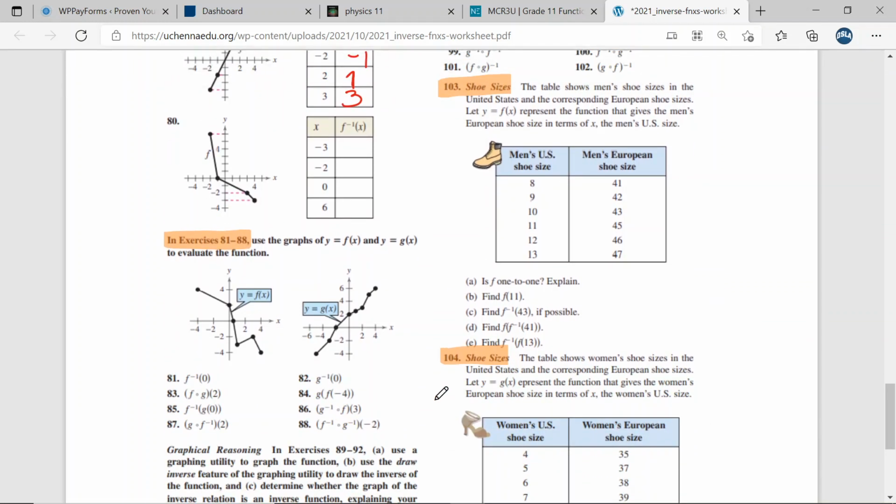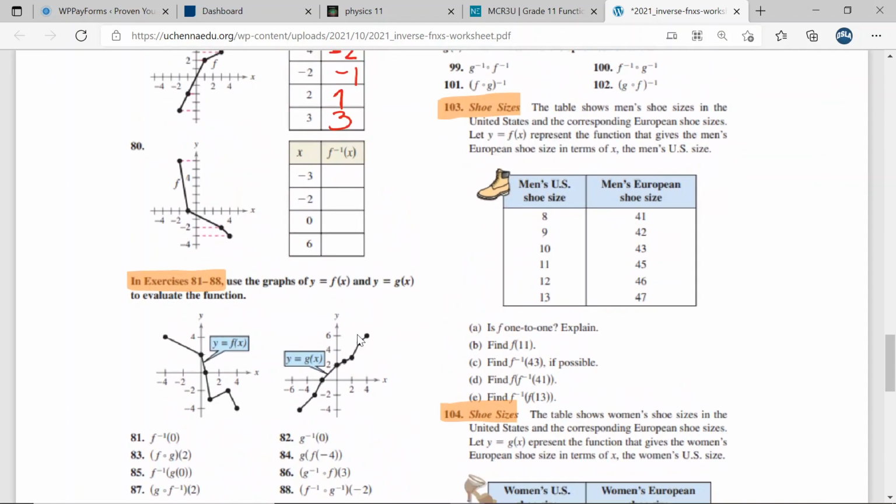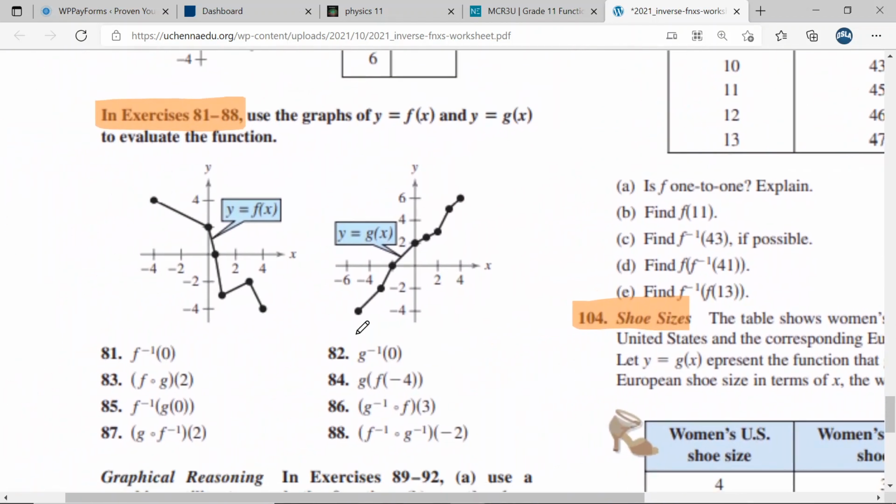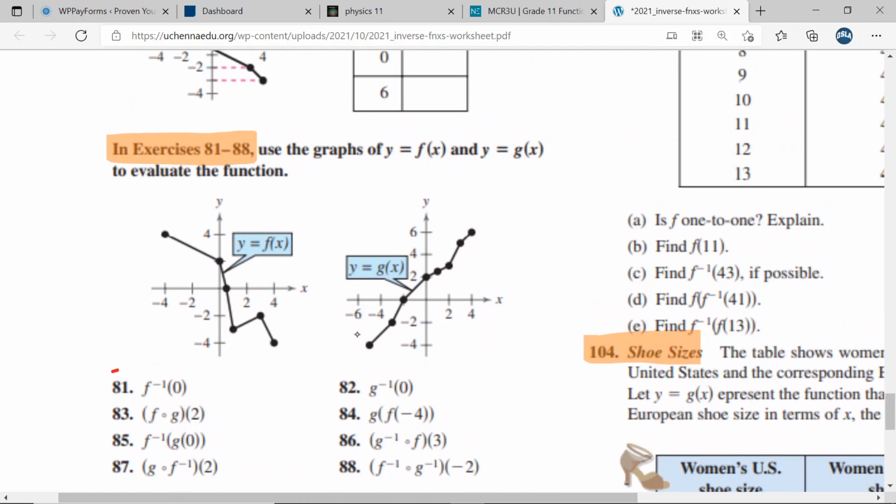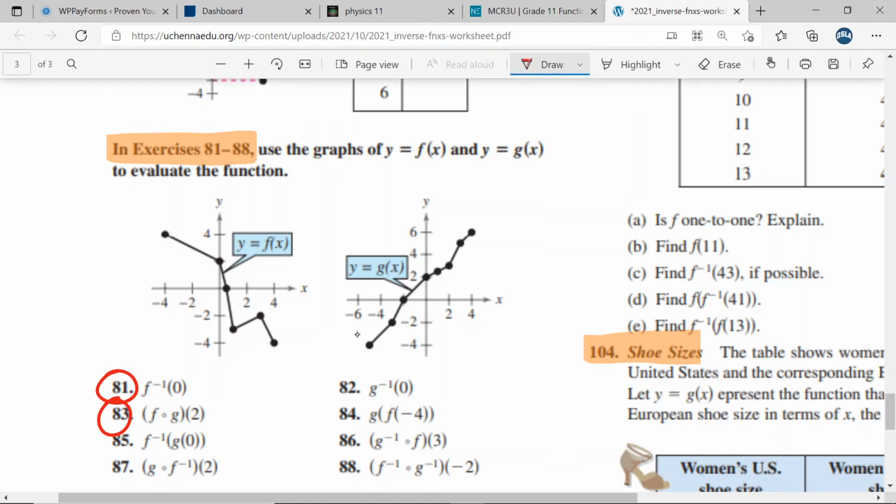So now the next one, 81 to 88, I love this question. Let's see. So they're giving you y is equal to f of x and y is equal to g of x. And again, they're giving you a bunch of numbers, or a bunch of coordinates here. And as they're giving you the coordinates, they're saying, oh, guess what? Now you're going to have to figure out what this is and so on. So, I mean, the question number 81 is saying find the y value of the inverse when x is 0.